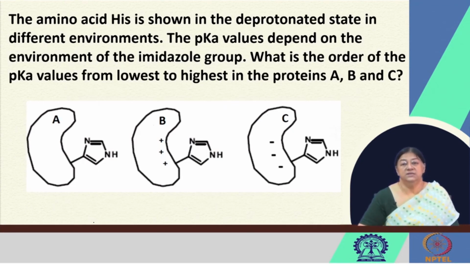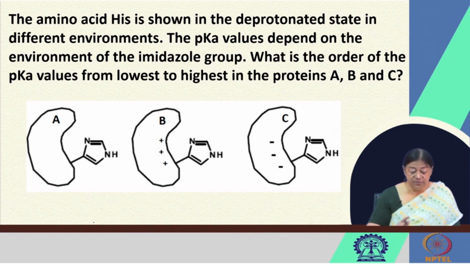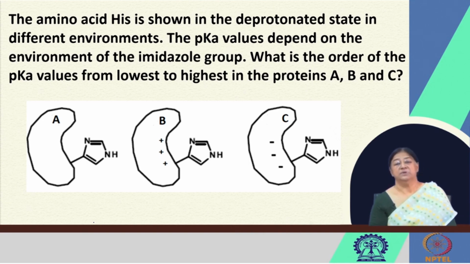The amino acid histidine is now shown in the deprotonated state in different environments. We had looked at an example like this in a previous lecture. The pKa value of the imidazole group depends on the environment. This is, as I mentioned earlier, an extremely important factor because it gives us information about when the imidazole can behave as an acid in donation of a proton and when it can behave as a base where it will accept a proton.